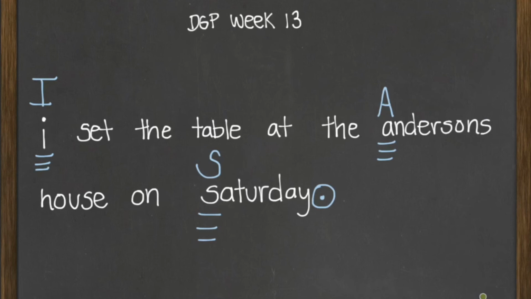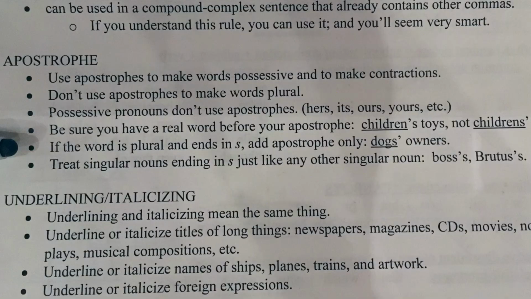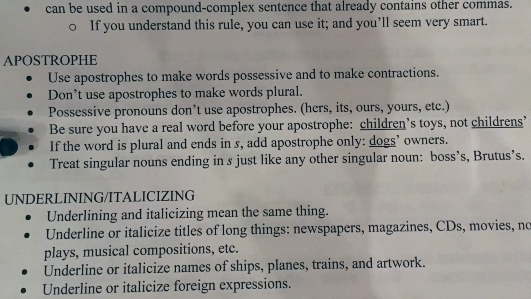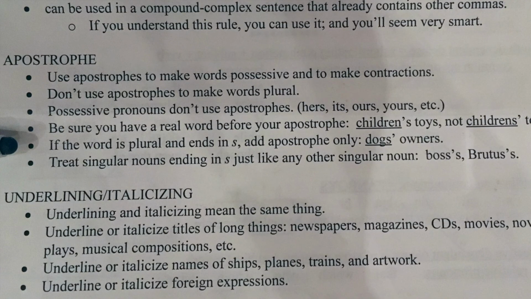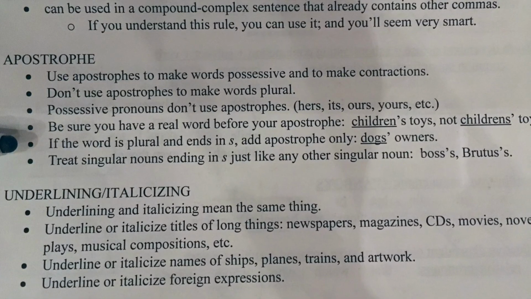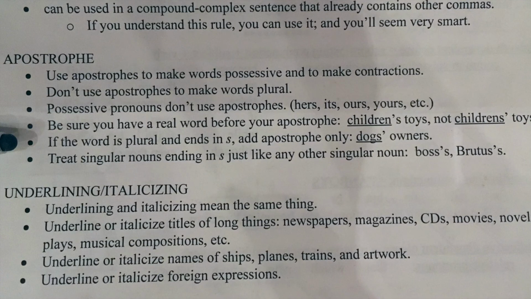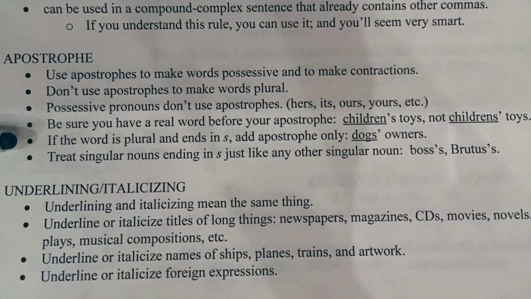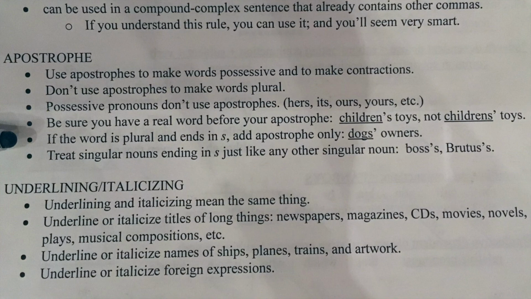We also want to make sure that we use an apostrophe to show belonging. Whose house is it? It is the Andersons' house. When it already ends with an S, we're just going to add an apostrophe to the end. We'll look at our apostrophe rules to see why. If you look at rule number 1 under apostrophe, it says use apostrophes to make words possessive and to make contractions. In this case, we are making a possessive showing whose house it belongs to. It's the Andersons' house.